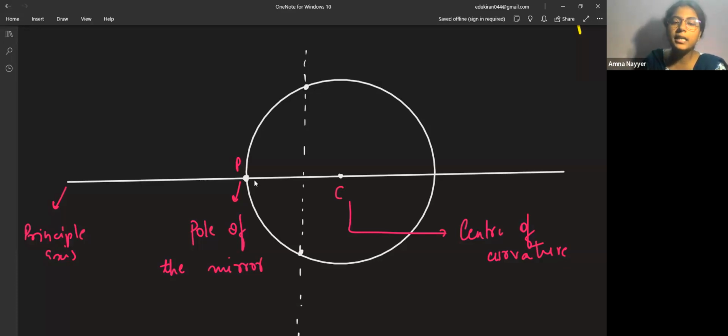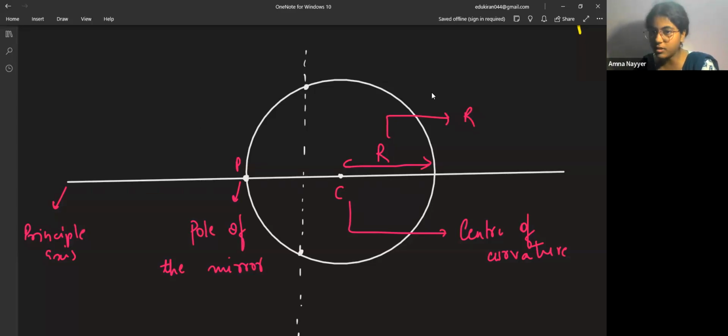Then, one more thing. Whenever we talk about circles or spheres, there is a radius which is the same in all directions. So here also, this entire portion is the radius of this sphere. We call this the radius of curvature, the radius of this entire curvature.